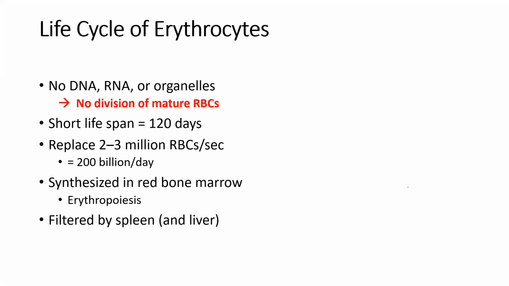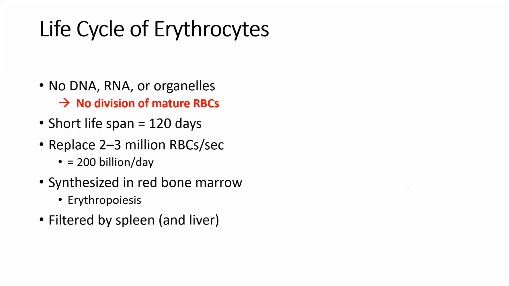Again, this is short when we compare it to other cells in the body, like liver cells and kidney cells, that can reproduce and renew themselves. We replace about 2 to 3 million red blood cells per second, or about 200 billion red blood cells per day. So very quick turnover when compared to some of our other cells.